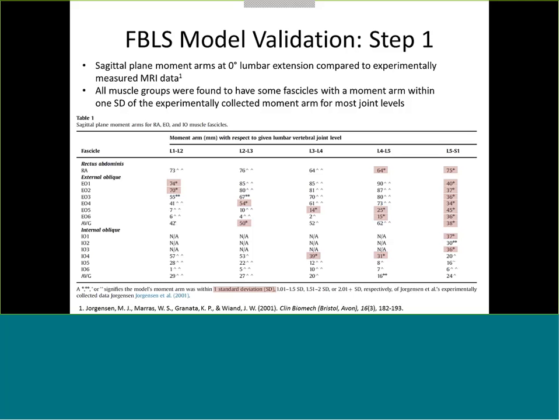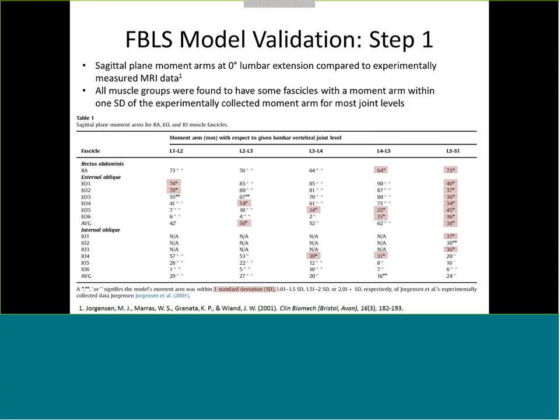So you can see this table here is showing 3 of the muscle groups and the moment arms for each of the muscle fascicles that make up those muscle groups at each of the different lumbar joint levels. And the symbols next to each moment arm indicate how well that moment arm compares to the experimentally measured values. The ones highlighted in red fall within 1 standard deviation of the experimental data. And you can see that each of these muscle groups has at least some fascicles that fall within that variability.